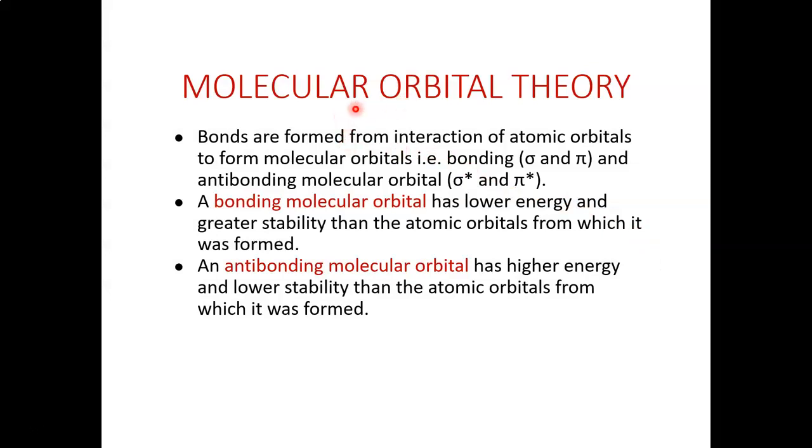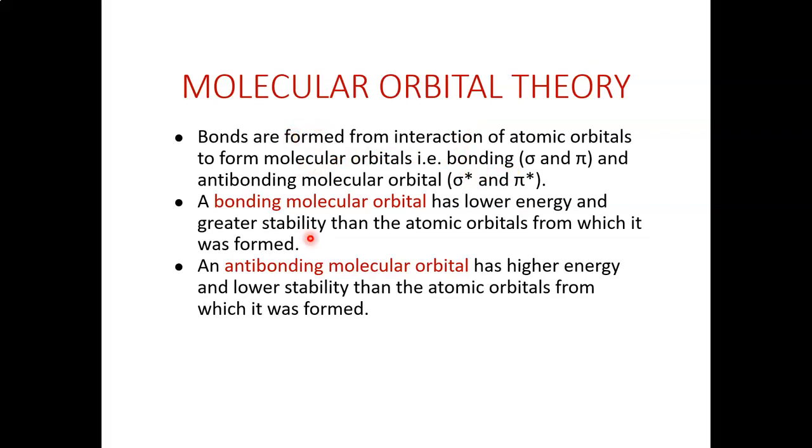Still about molecular orbital theory. When bonds are formed from the interaction of atomic orbitals to form a molecular orbital, we will have bonding and anti-bonding molecular orbitals. Bonding orbitals are normally written with symbols, sigma, pi, and anti-bonding molecular orbitals are normally associated with an asterisk, the star symbol.